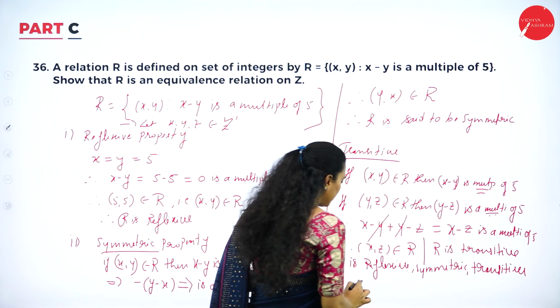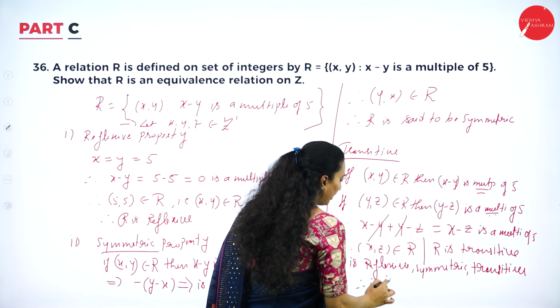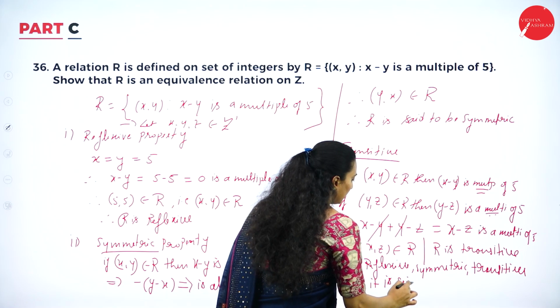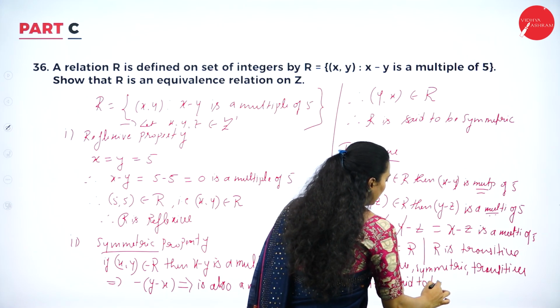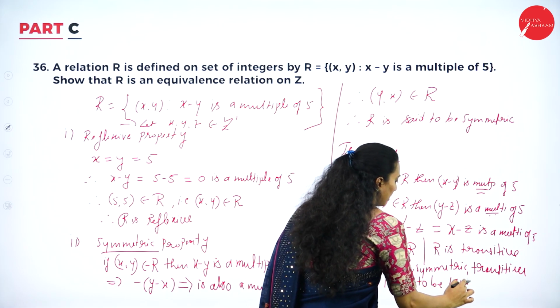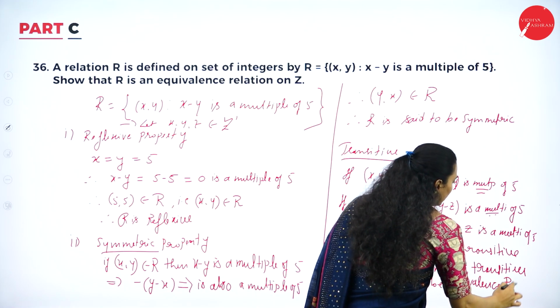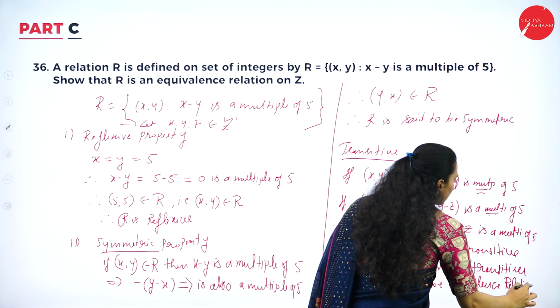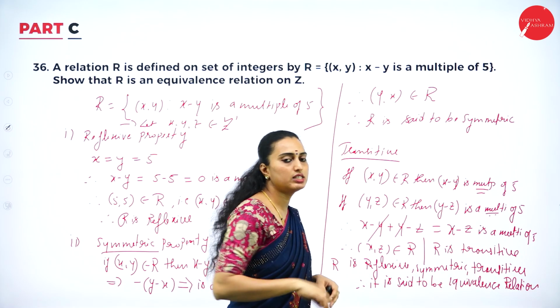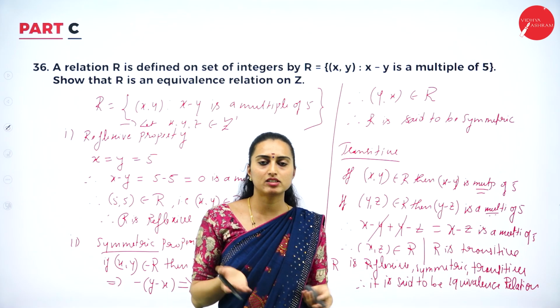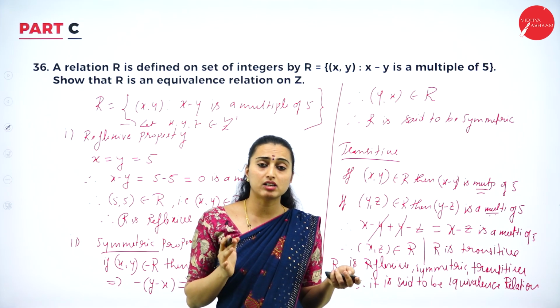Therefore, it is said to be an equivalence relation. This is very important. All three properties you have to prove, and then at last you have to write this sentence. This is how you are going to answer, and this is compulsory.